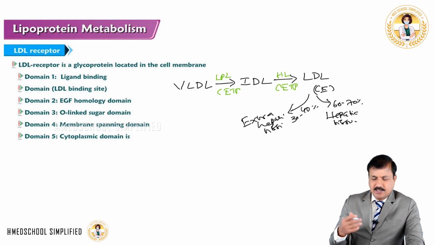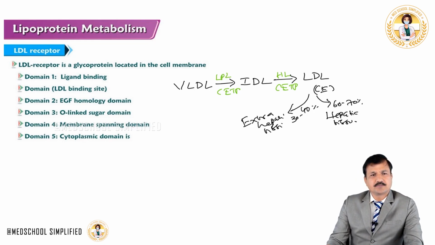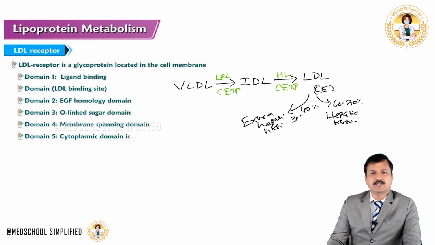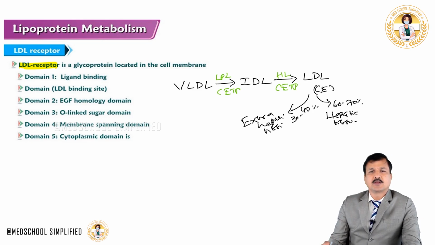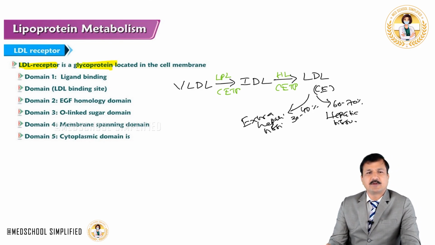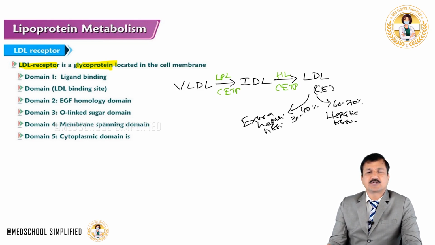Now LDL is taken up by extrahepatic tissue from the circulation, that is 30 to 40% of LDL, and 60 to 70% of LDL is taken up by the hepatic tissue. So how is this taken up? LDL will interact with what is called the LDL receptor, which is present over hepatic tissue and extrahepatic tissue. This LDL receptor is a glycoprotein present over the cell membrane. Every tissue that needs cholesterol will express LDL receptor.